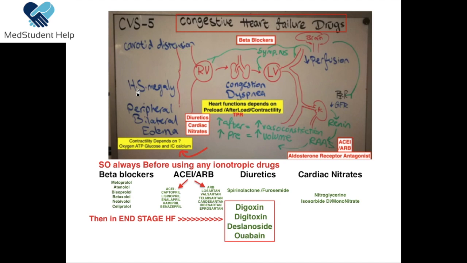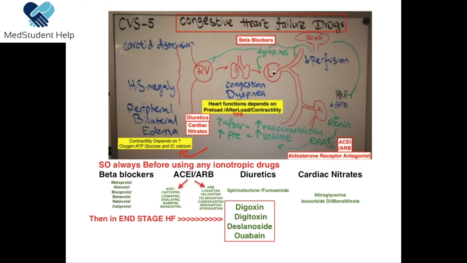Also, the fluid is going to build up in the extremities, right? And this is going to lead to peripheral bilateral edema. This is very important to notice that it is bilateral edema, right? So peripheral bilateral edema is going to develop, and it is the pitting type, as you remember from pathophysiology. Okay.